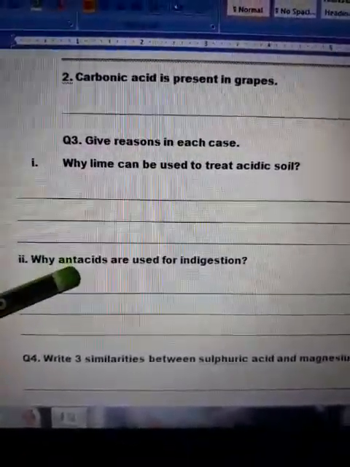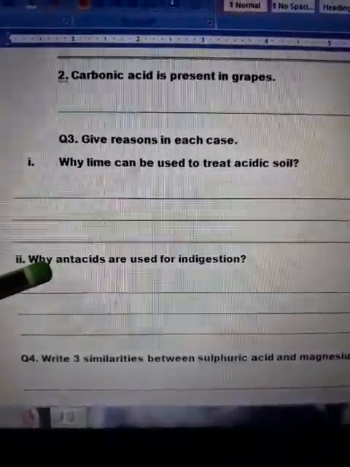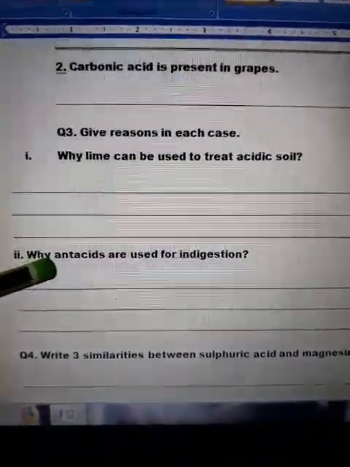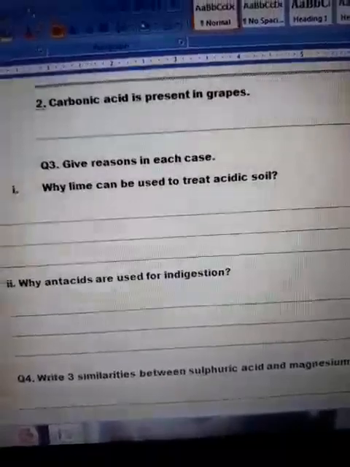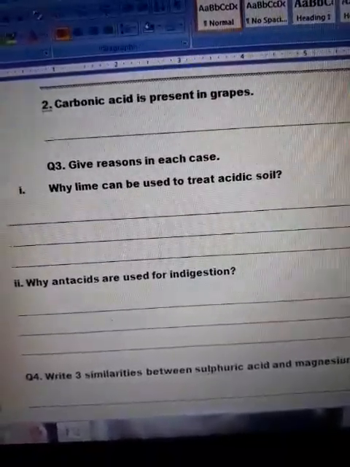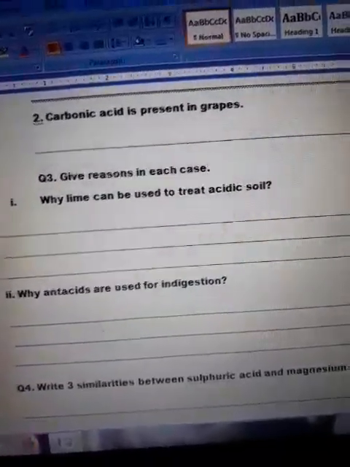Next question is why are antacids used for indigestion? Again, antacids, which are magnesium hydroxide, are alkali in nature. They are used to neutralize the excessive acid in the stomach.